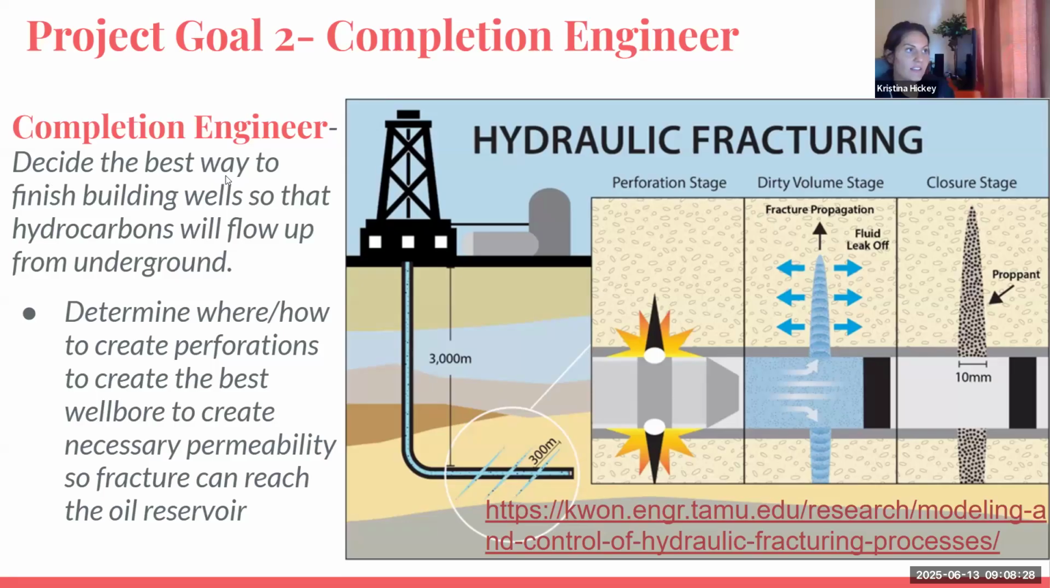All right, so our second goal for this experiment was that we had to act as the completion engineer. The completion engineer has to find a way to design and finish the building of wells so that hydrocarbons, which is another word for oils, can flow up from underground. They have these perforations, which is going to be a huge part of our lab. They're basically little holes that we drill, or for us, we just poked holes, and we wanted to see what was the best configuration for poking holes into this well that's going to allow permeability and fracturing of our oil reservoir.